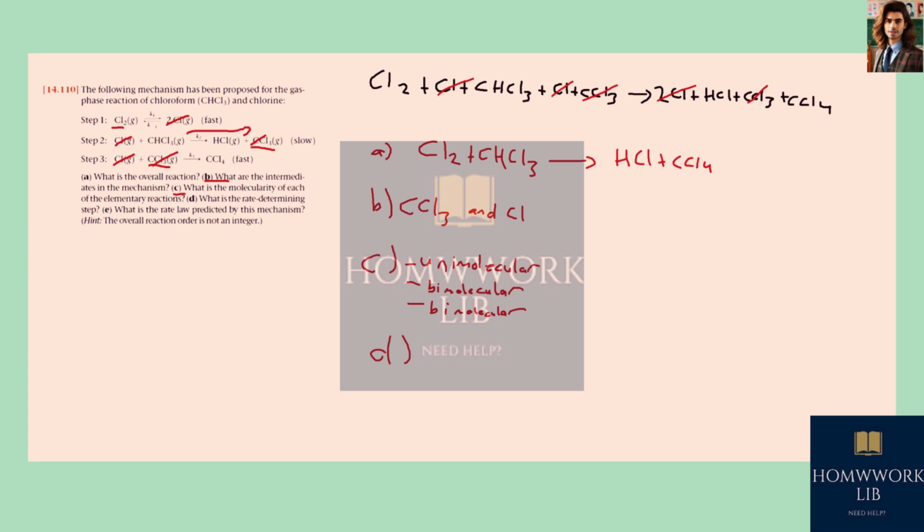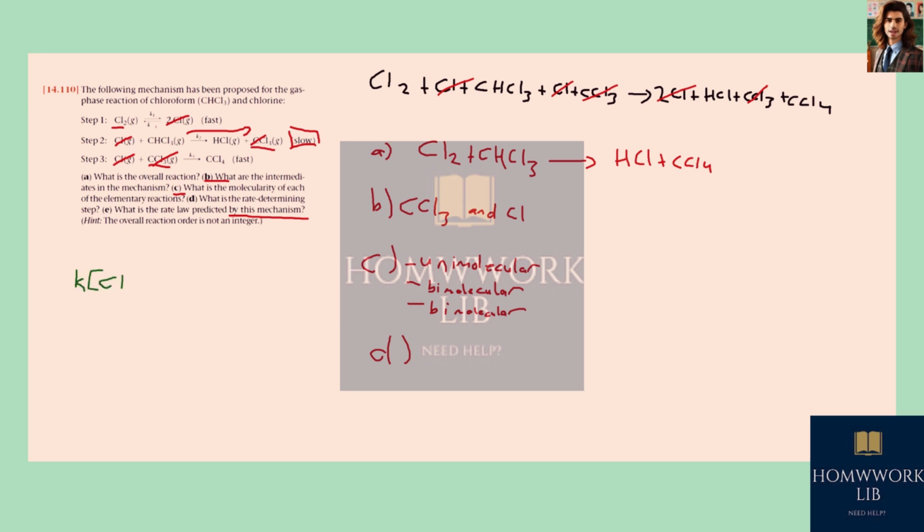The rate determining step is always the slow step. You need to think about that as if you have a group of people and if you have your grandma with the group, even though you're faster than your grandma, you need to walk with your grandma. So she is determining the entire group's speed. Hence, the slow step is going to be the rate determining. At E, they're asking us, what is the rate law predicted by this mechanism?